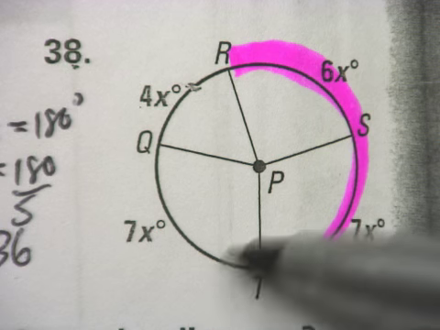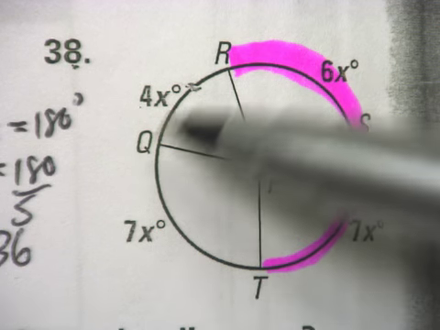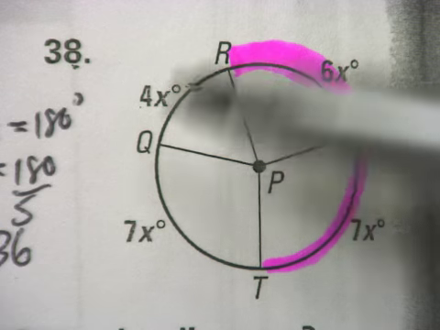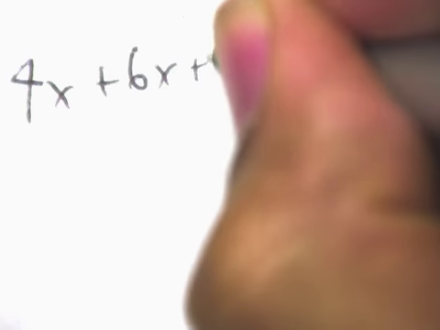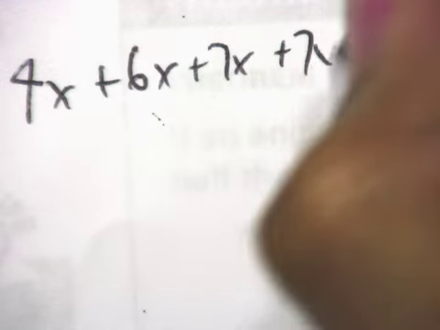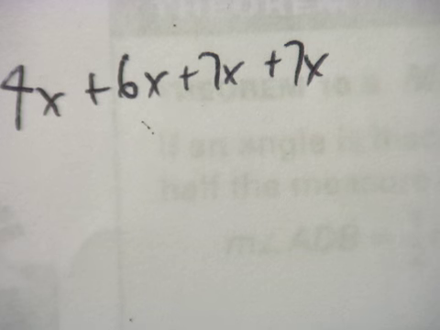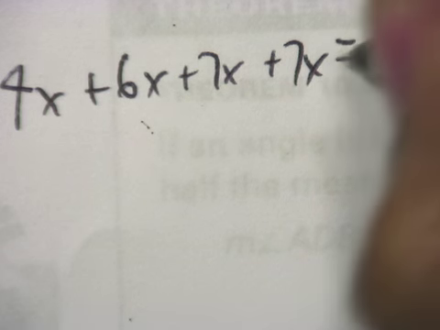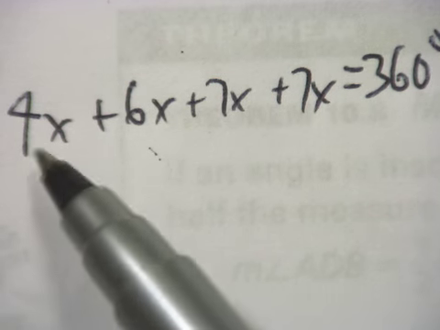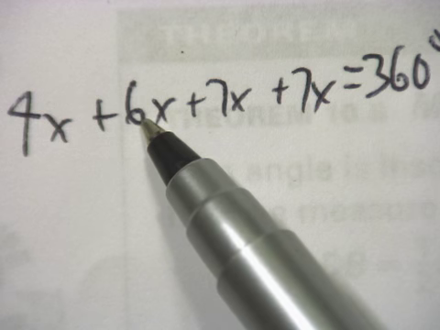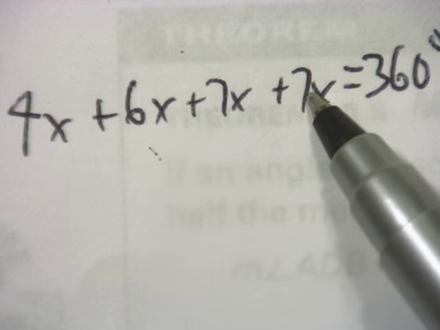Well, wait a minute. If I add up all of these together, 6x plus 7x plus another 7x plus 4x, shouldn't they all equal 360 degrees? Well, let's do that then. Let's add them all together. So I'm going to add 4x plus 6x plus 7x plus another 7x that I saw there. Those are the 4 arcs, and they should be equal to 360 degrees when I add them all together.